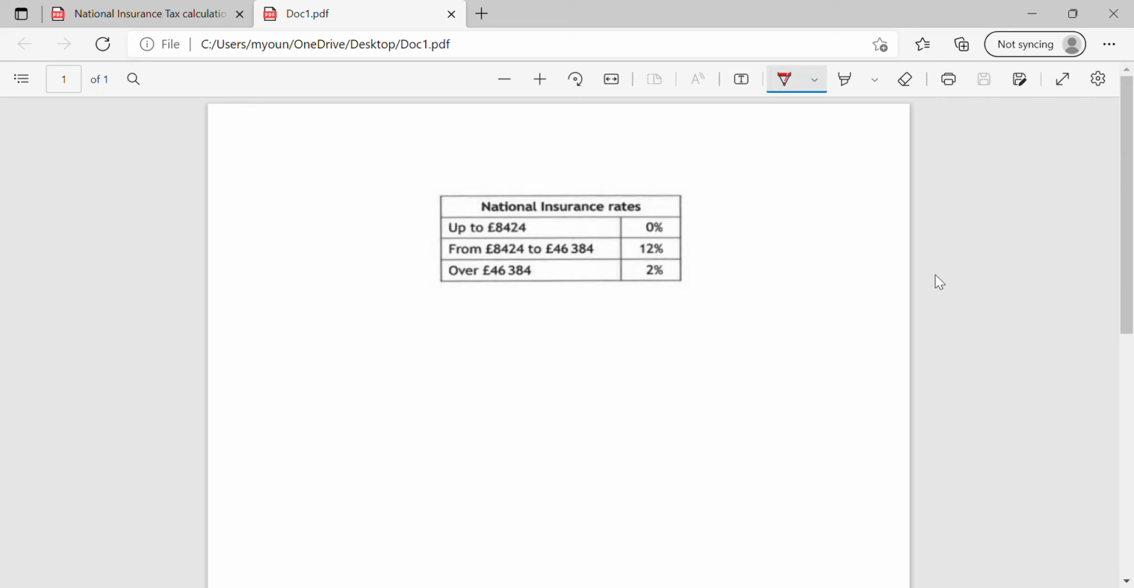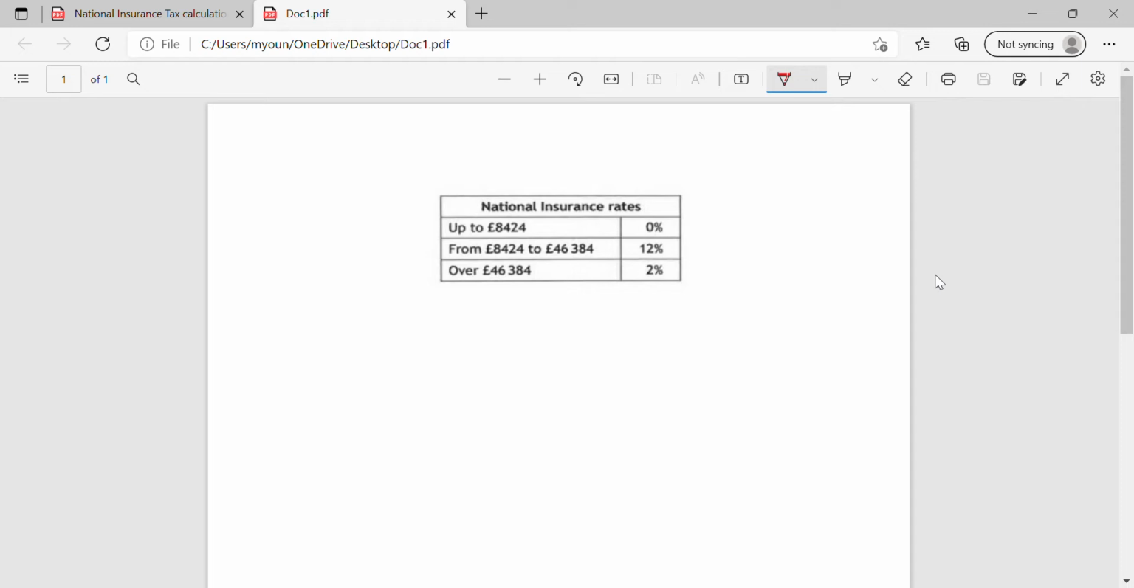In this video, we're going to look at national insurance tax calculations for National 5 applications. On the screen at the moment, we've got an example of national insurance rates that might get given in an exam question or textbook exercise. These rates will vary year to year depending on the actual insurance rates at the time. The ones on the screen are from the 2019 exam paper.